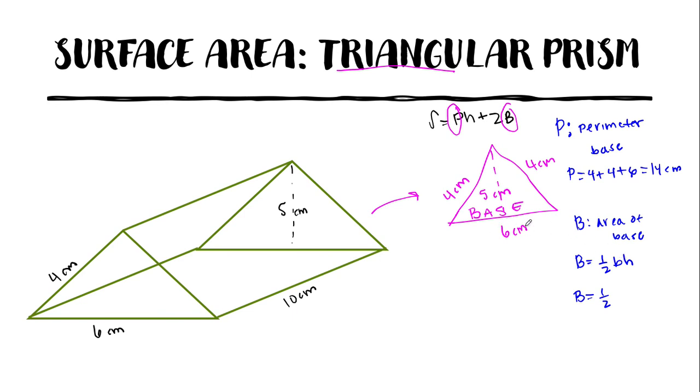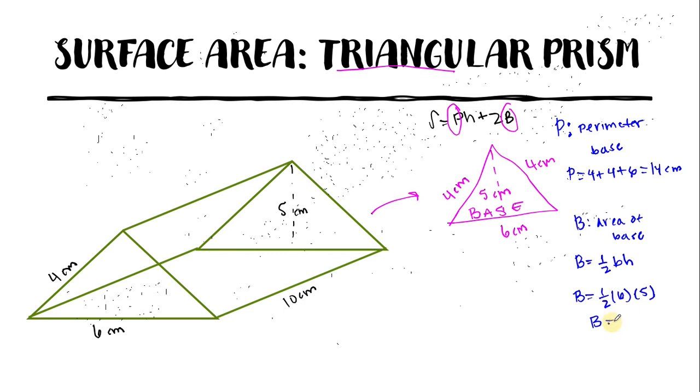The bottom of my triangle, my base, is 6. h stands for the height of the triangle. I'm looking only at my base, so I'm not getting confused with this 10 right here. It has nothing to do with my base. I'm looking at my base only, so the height of my triangle is 5. So that would give me 15.